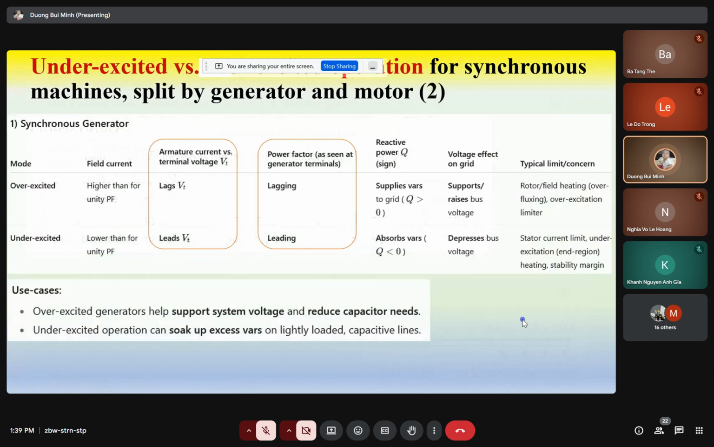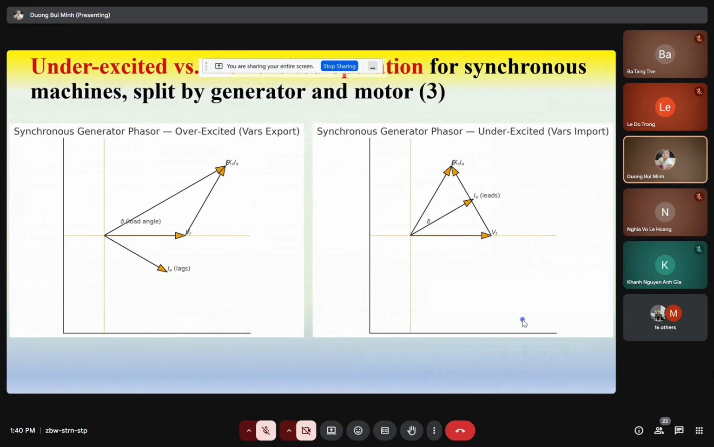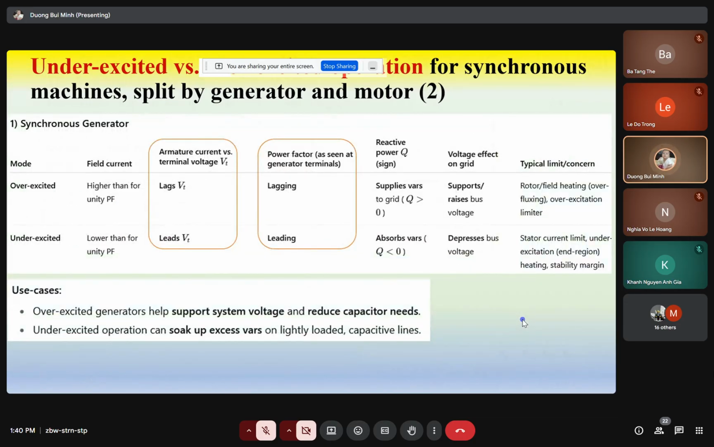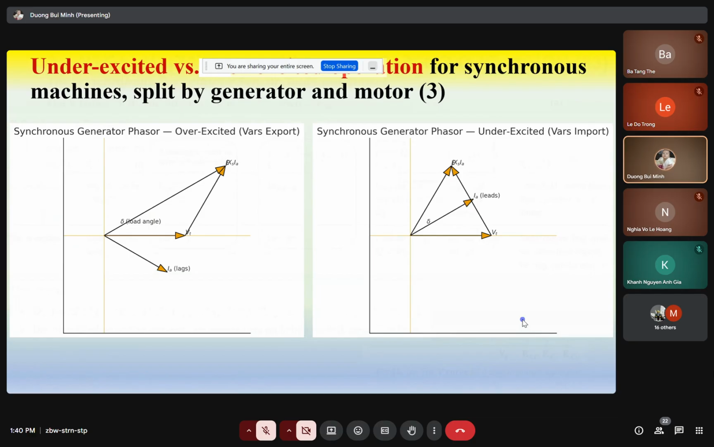And this one is for your reference. I also discussed with you about the information. Okay, yeah, I just give you the summary. Okay, now we consider synchronous generator.